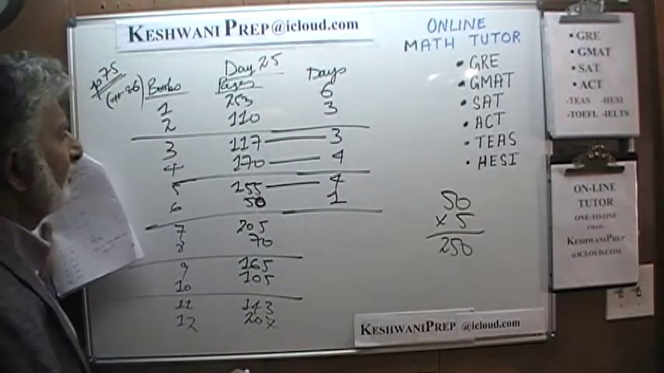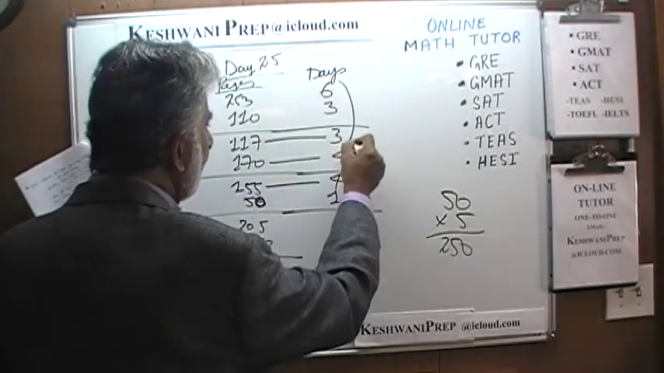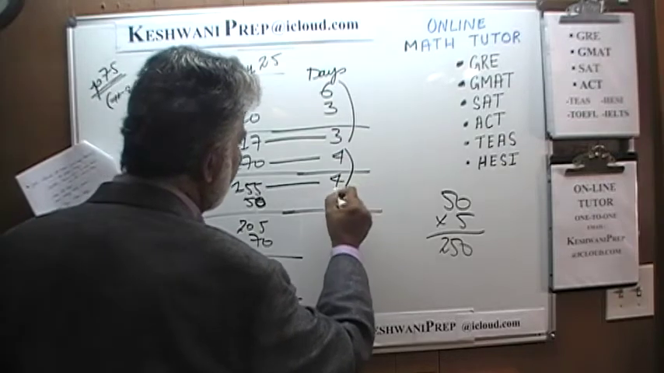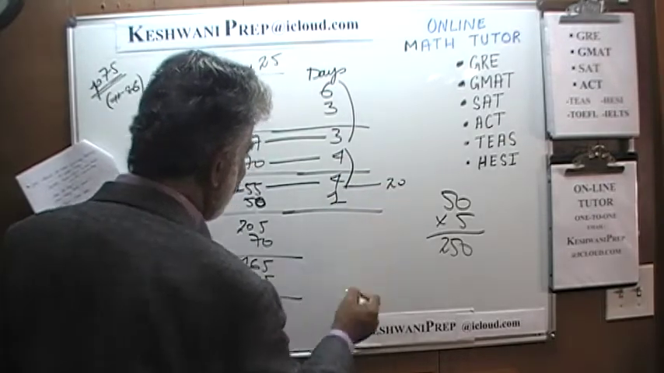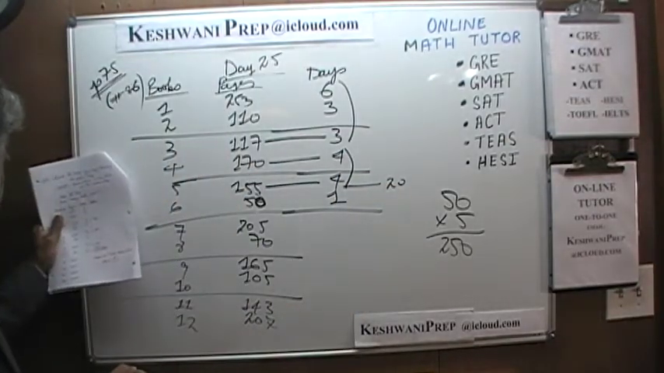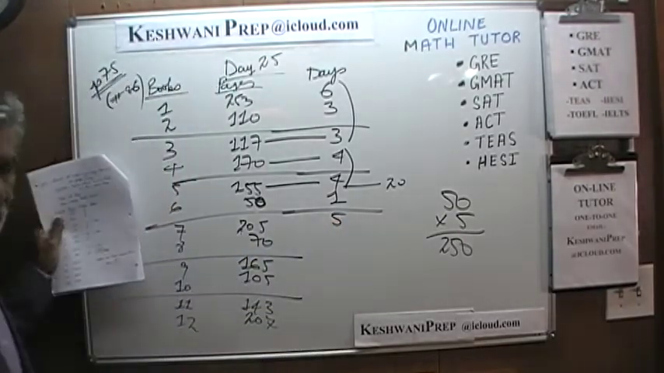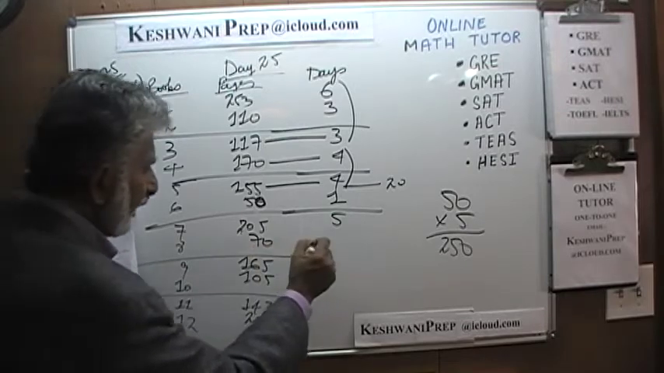Let's find out how many days so far we have. There's 12 days. 12 plus 8 is 20. So far it's 20 days. Up to here is 20 days. We have 8 more days to go. 205 is going to take us 5 days, again because of the extra 5 pages. This is going to take us 2 days.